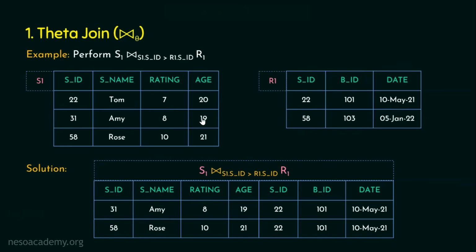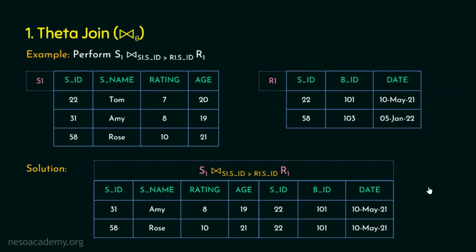31 AMI 819 is combined with this 22 101 10 May. So this is possible and this cannot be joined with this because 31 is not greater than 58. So this will not be there in the output. However, when we take the last row, 58 is greater than 22, so this will be there in the output. 58 rows 10, 21 combined with 22, 101, 10 May. However, this row will not be combined with this row because this 58 is not greater than 58. I hope theta join is now clear to you.